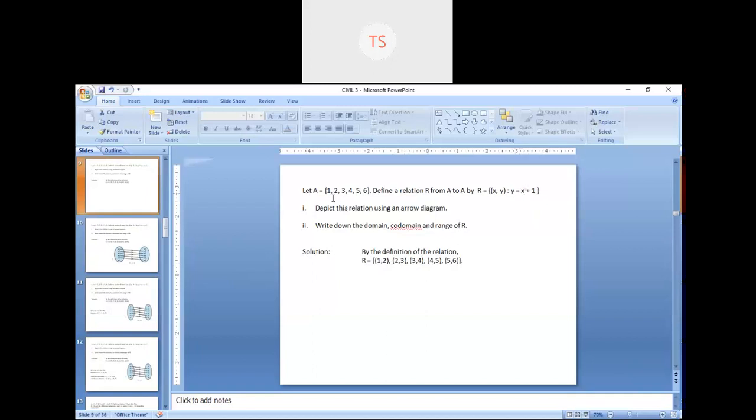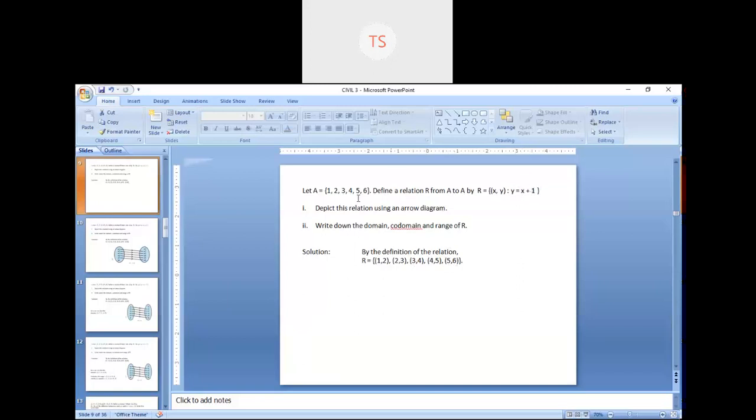Similarly, next I have taken the value of x as 2. So 2 plus 1 is equal to 3. So the value of y is 3 where x is 2. So 2, 3. Next I have taken x equals 3. So I will get 3 plus 1 is equal to 4. So 3, 4. Similarly 4, then 4 plus 1, 5. When x is equal to 5, I will get 5 plus 1 is equal to 6.